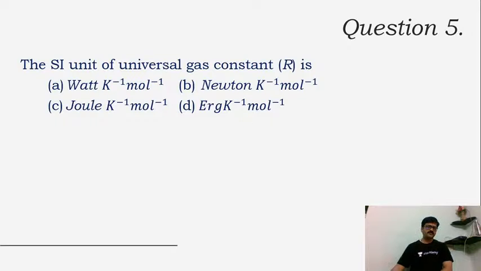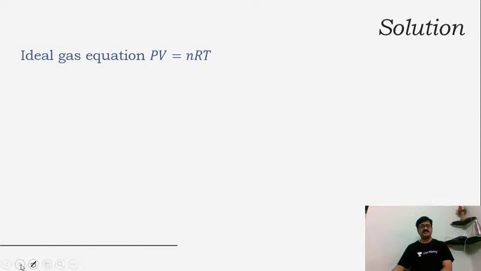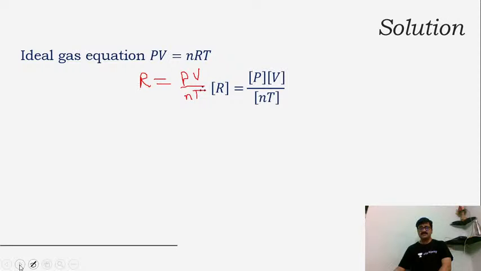Next question. The SI unit of universal gas constant, capital R, is, okay. To find universal gas constant, I make use of the ideal gas equation. PV is equal to nRT, that is the ideal gas equation, and thus I can write R is equal to PV divided by n into T. Is it not?